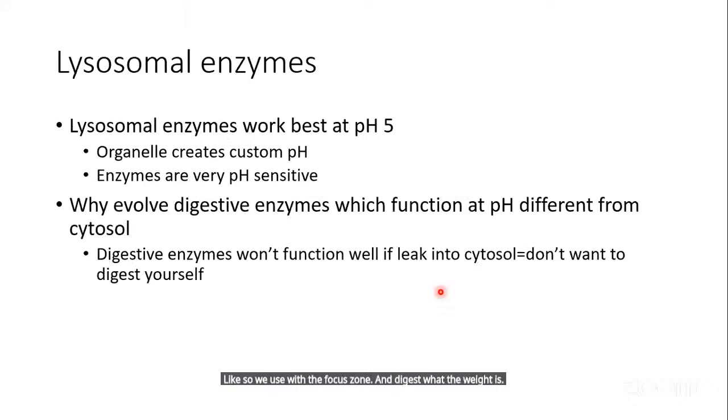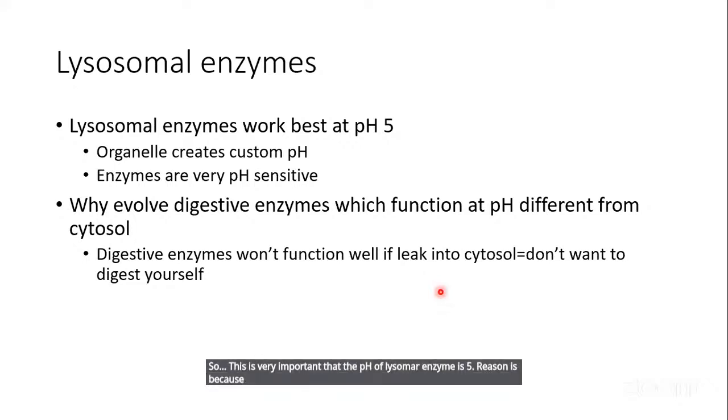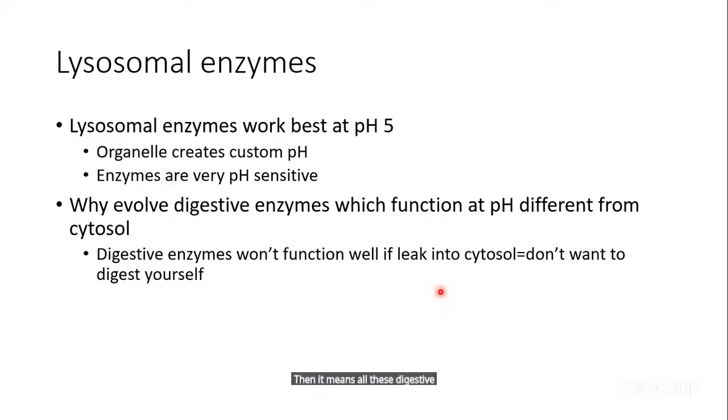Now, lysosomal enzymes work best at a pH of 5.0. The internal pH of the cell is 7.2. So this is very important, that the pH for lysosomal enzymes is 5. The reason is, take for example, if the lysosome membrane is broken by whatever means, then all these digestive hydrolytic enzymes will be released into the cytoplasm, and they will end up digesting everything in the cytoplasm.